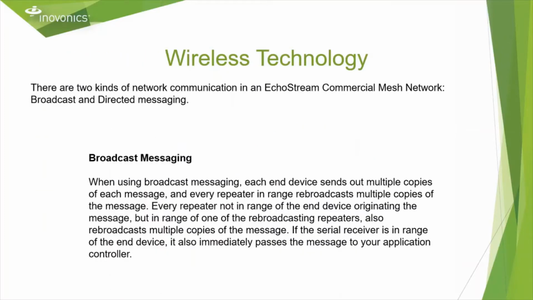There are two kinds of network communications in an EchoStream commercial mesh network: broadcast and directed messaging. When using broadcast messaging, each end device sends out multiple copies of each message, and every repeater in range rebroadcasts multiple copies of that message. Every repeater not in range of the end device originating the message, but in range of the rebroadcasting repeaters, also rebroadcasts multiple copies of the message. If the serial receiver is in range of the end device, it also immediately passes the message to your application controller. This is a great redundancy in most installation types.